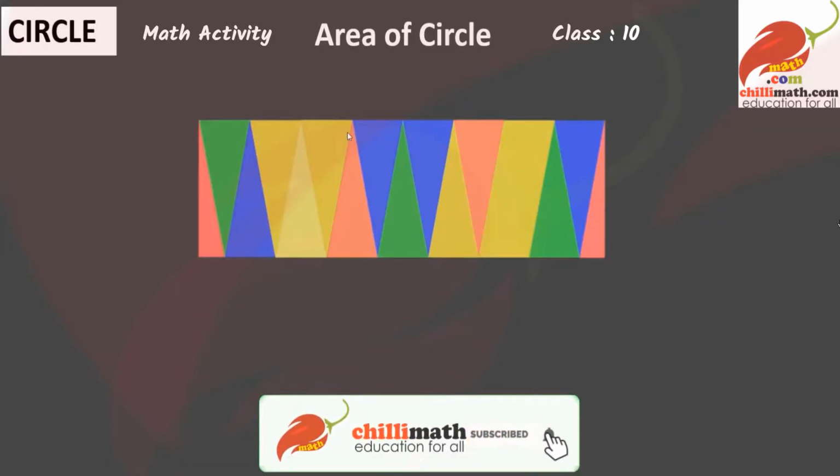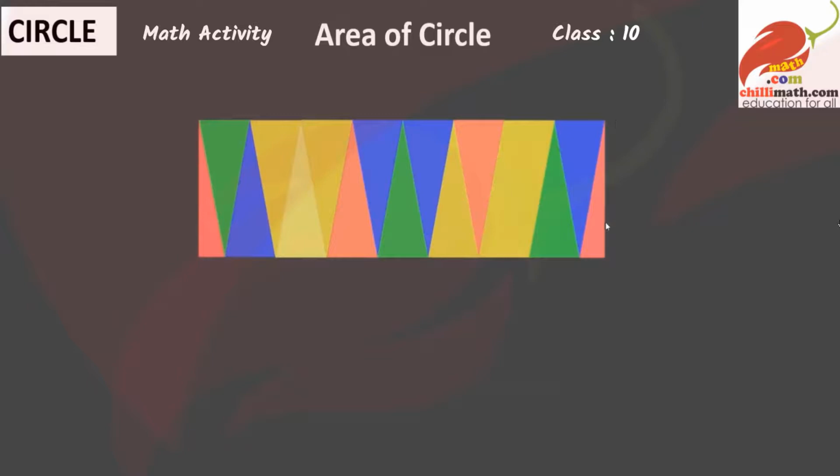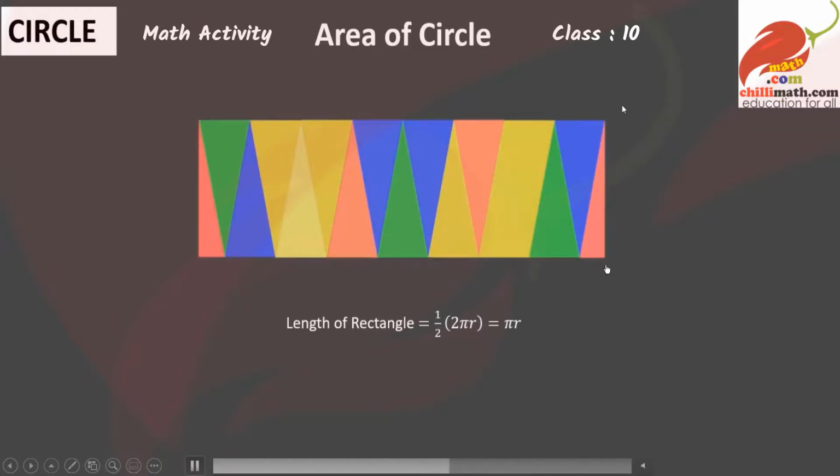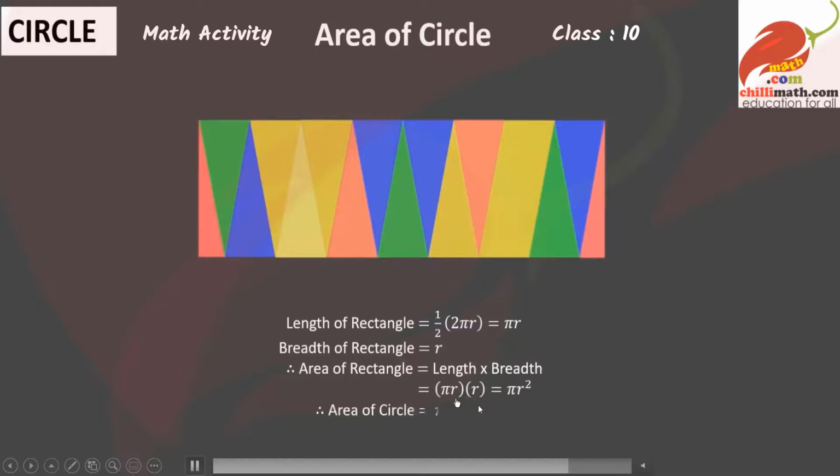As you can see, these sectors are half towards this side and half towards this side. That is, the length of the rectangle is equal to half of the circumference of the circle, that is, pi r. And the breadth of the rectangle is equal to the radius of the circle. As we know, the area of a rectangle is equal to length into breadth. So length is pi r and breadth is r. So the area of the circle is equal to pi r square.